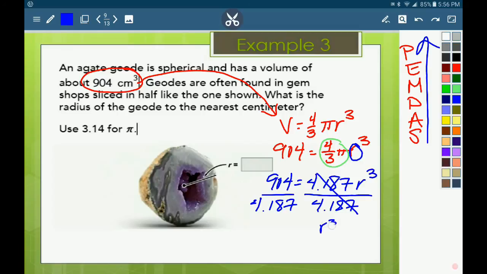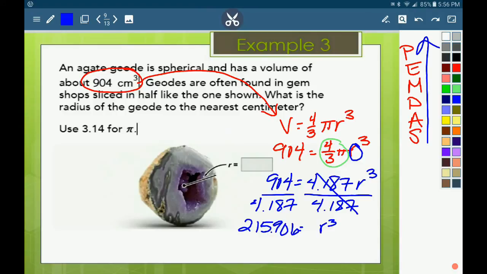And I get r cubed is equal to, so in my calculator, 904 divided by 4.187. That gives me 215. It does say to the nearest centimeter, the whole number, so I'm going to go out a couple numbers here. I'm going to put 0.906.